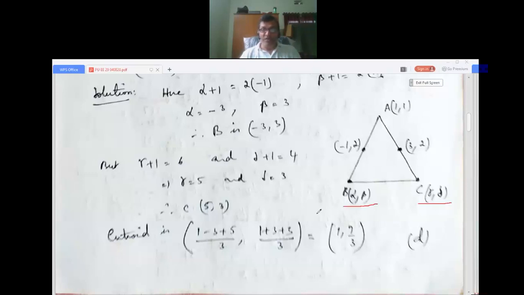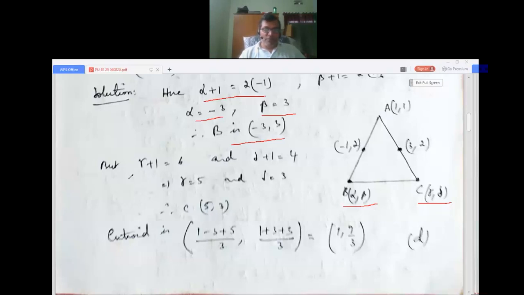Very clearly, by the midpoint formula, alpha plus 1 by 2 equals minus 1. So you get alpha as minus 3. Then beta plus 1 by 2 equals 2, so beta plus 1 is equal to 2 into 2. So we get alpha equals minus 3 and beta equals 3. I hope it is clear. So this B point will be minus 3 comma 3.